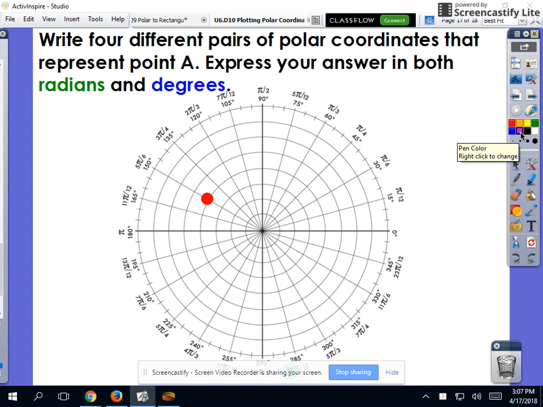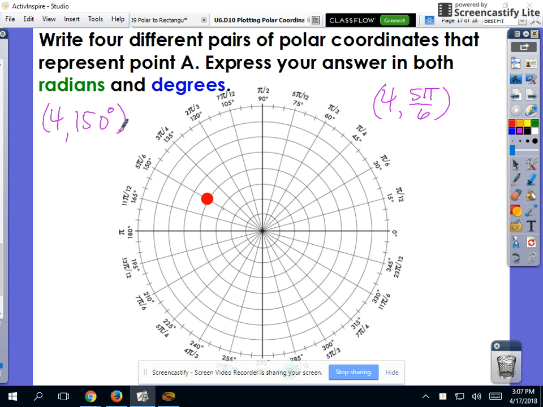The first point that you're going to write is the easiest one. So we can see that that's going 1, 2, 3, 4. So we have 4, and then that is 5 pi over 6. I'm going to write it over here as 4. Looks like that's 150.